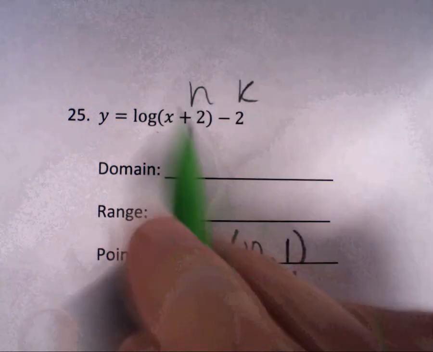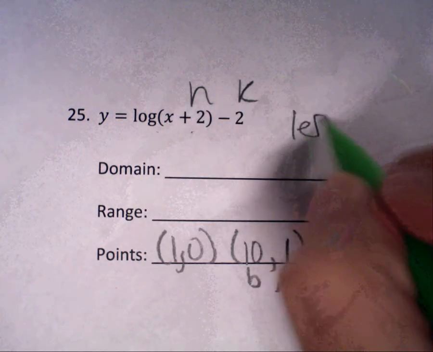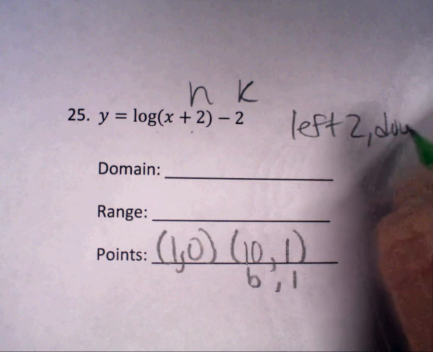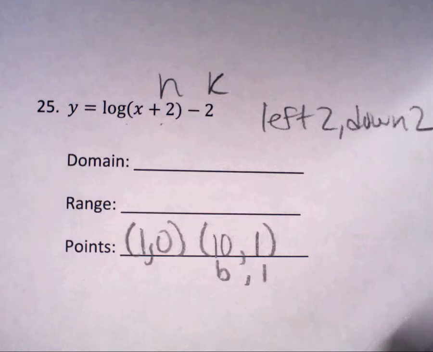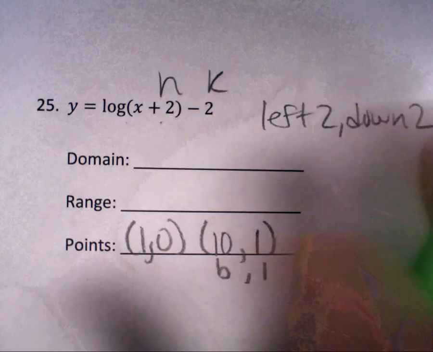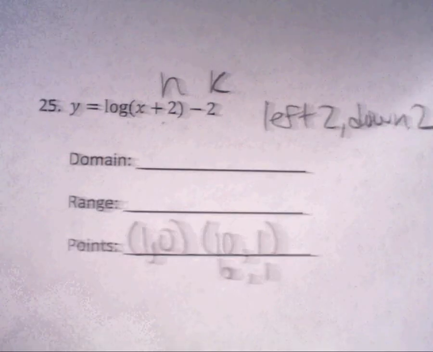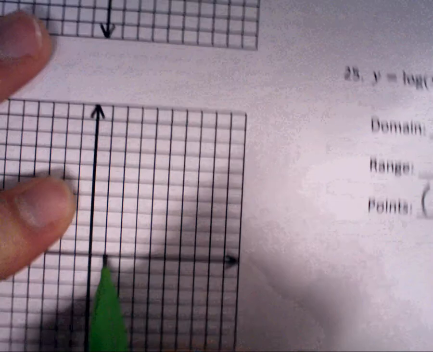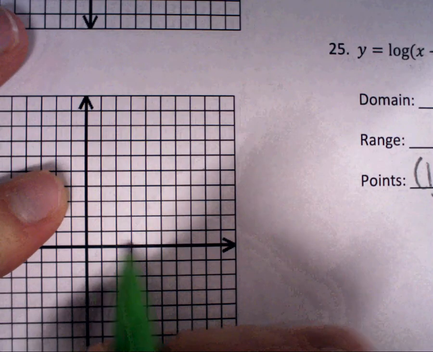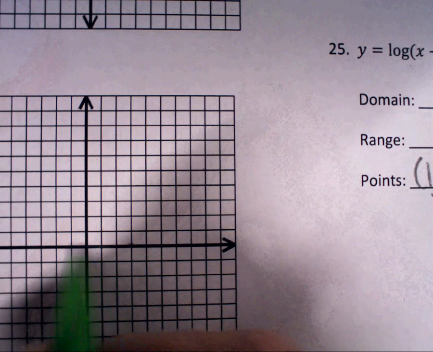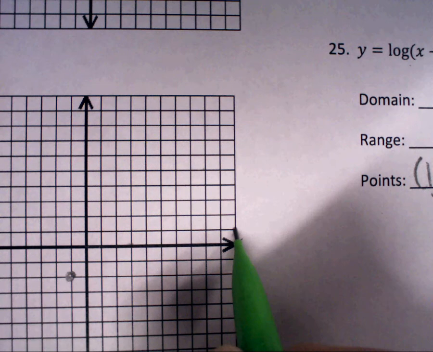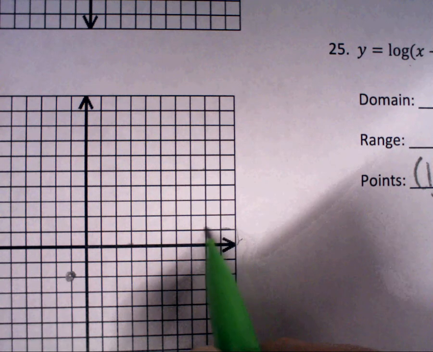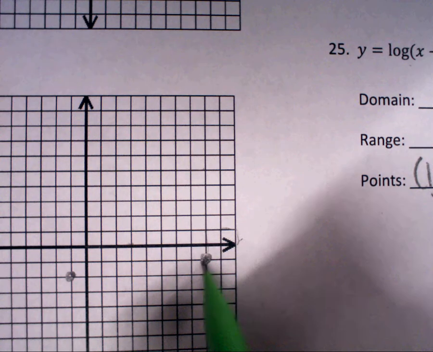The h is telling me left 2, down 2. So I'm going to take these 2 points and go left 2 and down 2. 1, 0, left 2, down 2. And 10, 1 is way over here. Left 2, down 2.